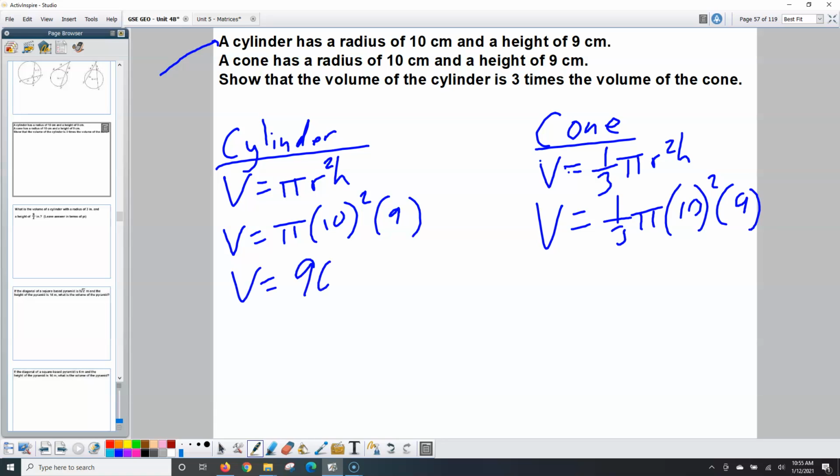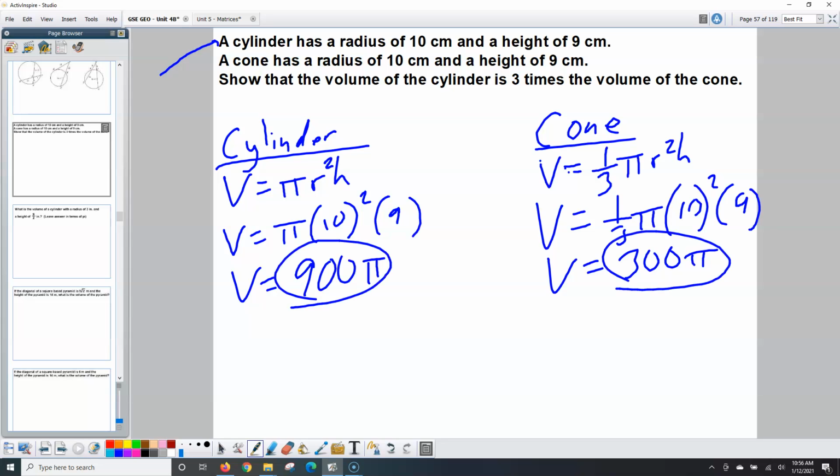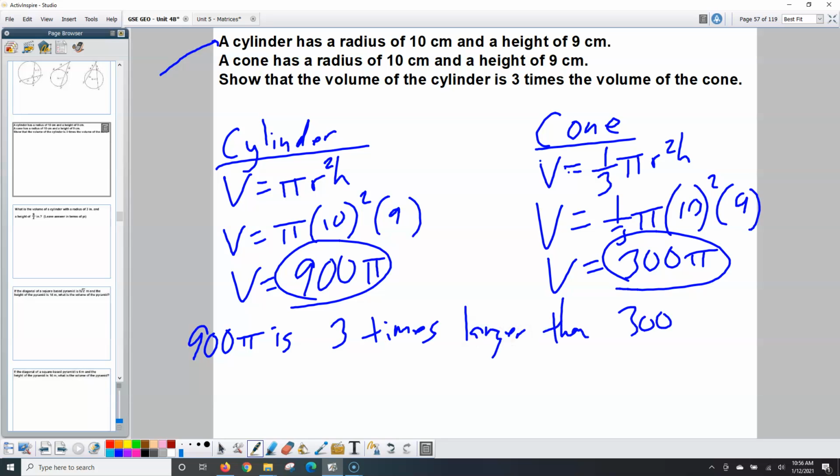And this one should give you 900 pi. This one should give you 300 pi. And 900 pi is 3 times the size of 300 pi. You could make that a decimal, you could divide, and say it equals 3. You could say this divided by this equals 3, and that works. But I need some sort of statement right now. So I'm going to write 900 pi is 3 times larger than 300 pi. You could say 300 pi is 3 times smaller than 900 pi. That would be perfectly fine too, okay?